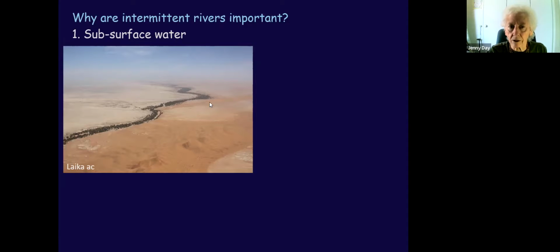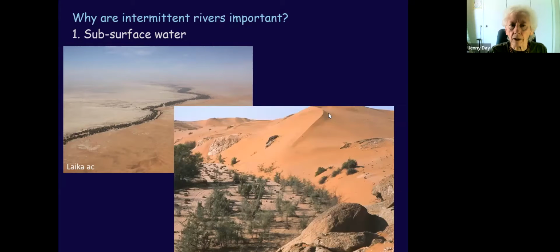The area here to the south is sand dunes, to the north gravel plains, and this dark patch here is in fact the Quiseb River itself, and the dark patch consists of trees. So in other words, although there's no surface water for much of the time, there's a lot of underground water, and the presence of trees indicates that.